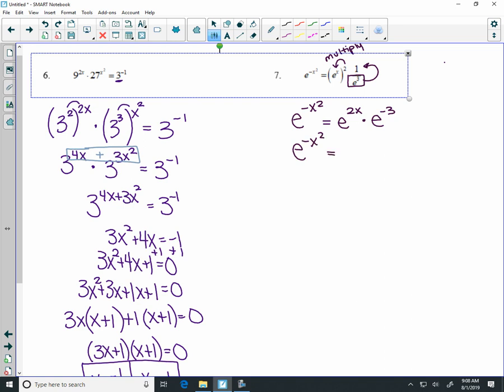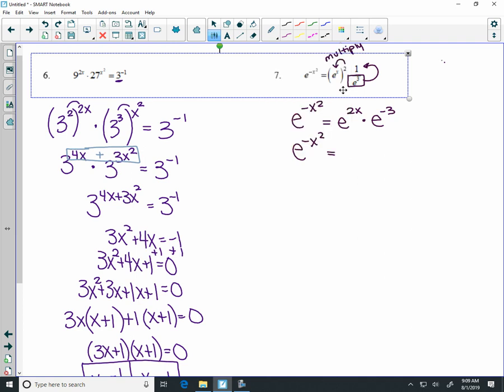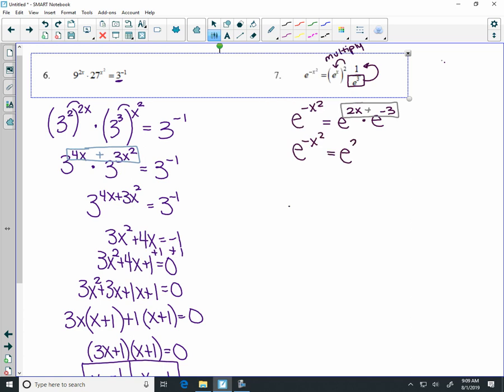Now, I'm in a situation again where I have two of the same bases on one side. So I need to get this to one base. And since I have the same base and I'm multiplying, I'm going to add there. You can write that as e to the 2x plus negative 3, or you can write that as e to the 2x minus 3. Those are equivalent statements. Now that we have one of the same base on each side, we can drop our bases and solve for x.